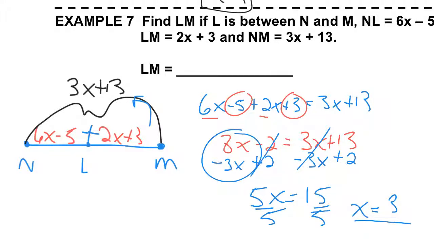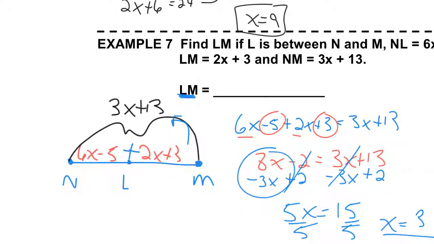Now again, that's not what they asked us for. They asked us for the length of LM, so let's plug that back in. 3 times 3 is 9. LM, I'm sorry, I was finding the whole thing. How about 2 times 3 is 6, plus 3 gives us a length of 9.